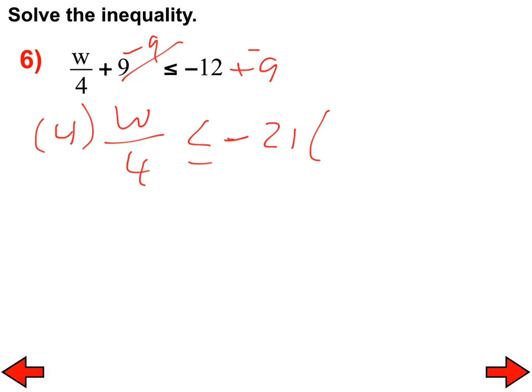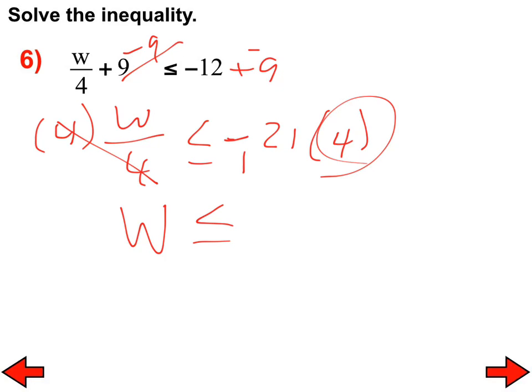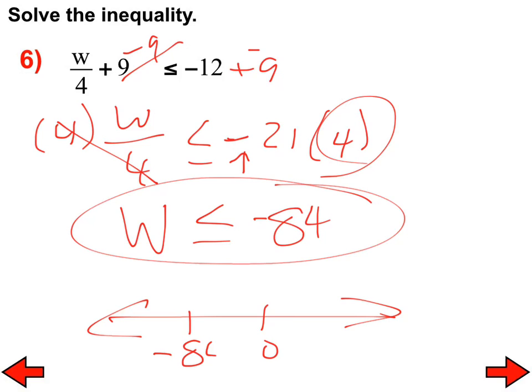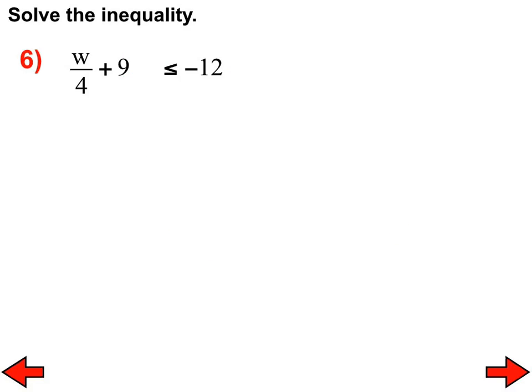Am I supposed to flip the inequality symbol, yes or no? What? No, I multiplied by that number right there, a +4. It has nothing to do with the fact that that number right there is negative. So the solution is w is less than or equal to -84. My graph should look something like this: closed circle over -84 and an arrow to the left.